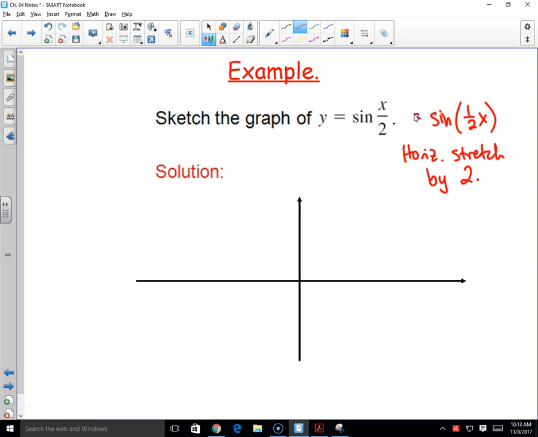Normal sine curve. It completes in 2 pi, right? But what's this one going to complete in? 4 pi. Normal sine has quarter cycles of pi over 2. But what are quarter cycles of 4 pi going to be? Pi.